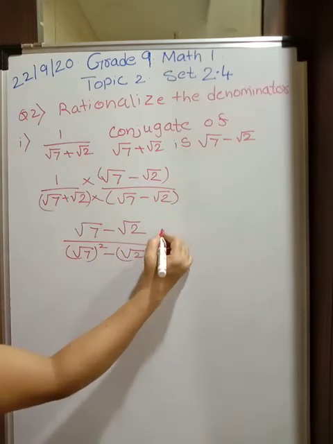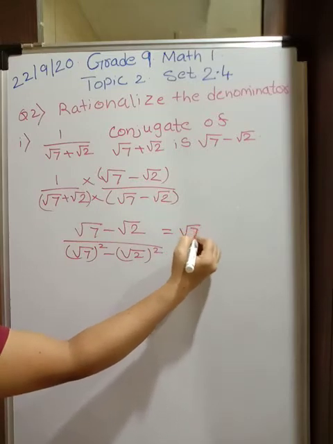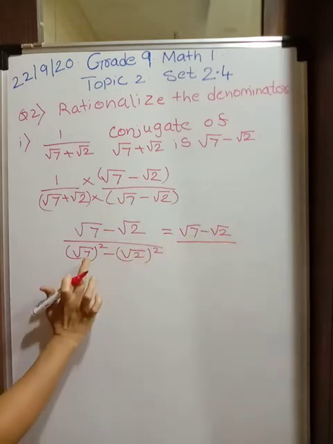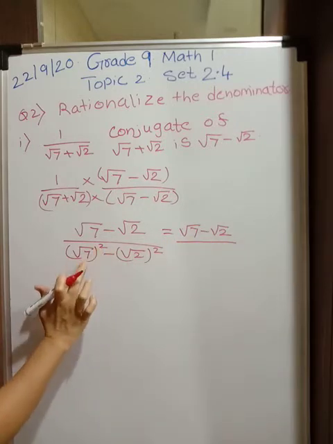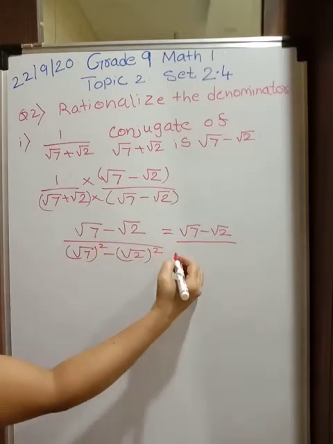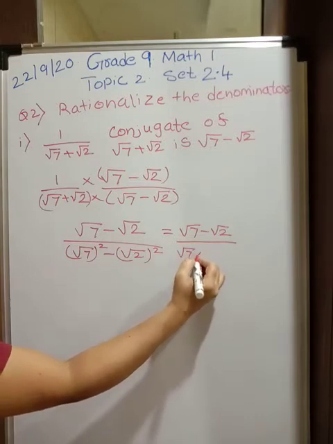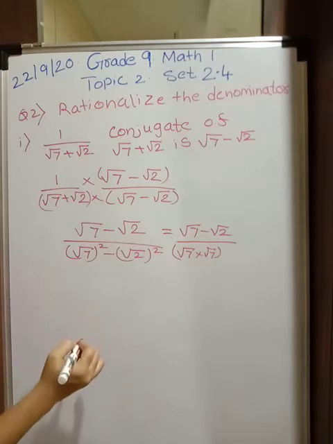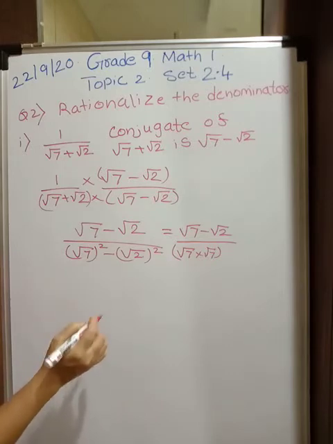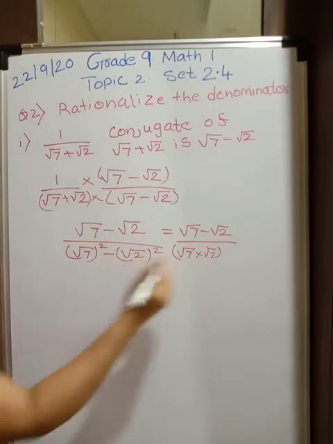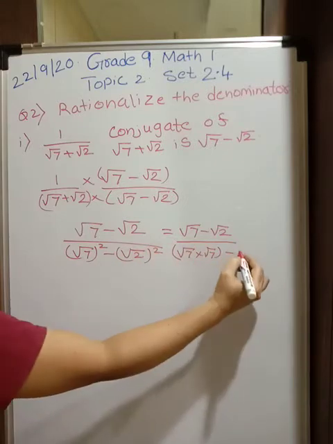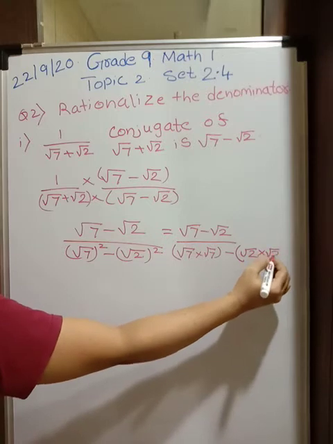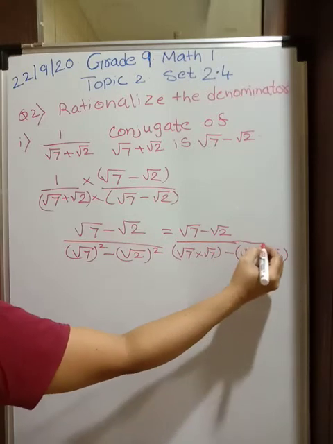Now this is equal to root 7 minus root 2 upon, what is root 7 square? It is root 7 into root 7. See, this is root 7 into root 7. This is the first problem, so I am writing each and every step. Afterwards, I am going to write it directly. Minus root 2 square is here also root 2 into root 2. I hope this is clear.